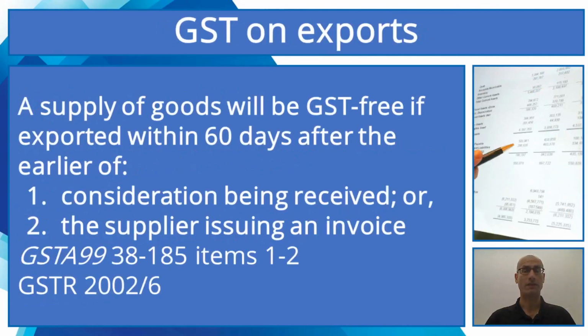One of the really lovely things about being an exporter is that every month or every quarter, when you do your BAS return, the government's going to give you money. Why? Because there's no GST on exports. So if you're going to be supplying goods that are going to be exported, again, within 60 days of either you issuing an invoice or receiving payment, then that particular supply of goods is going to be GST free. And so that, in many ways, is an advantage from a cash flow perspective for businesses that do a lot of exporting.